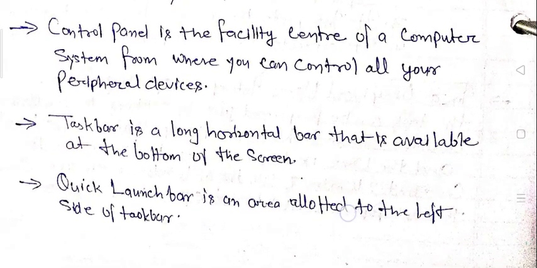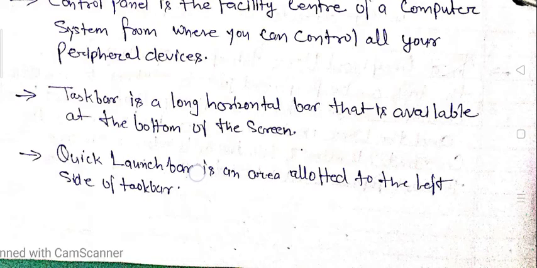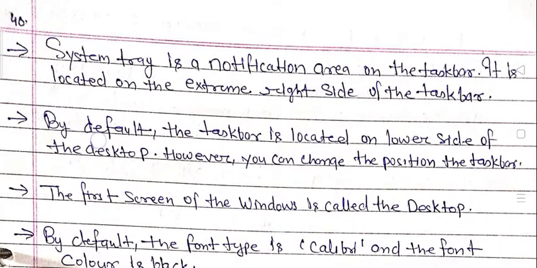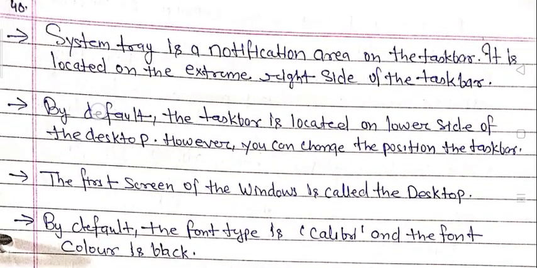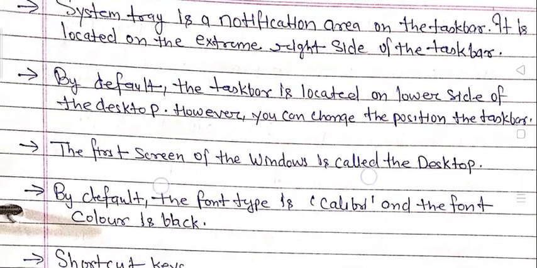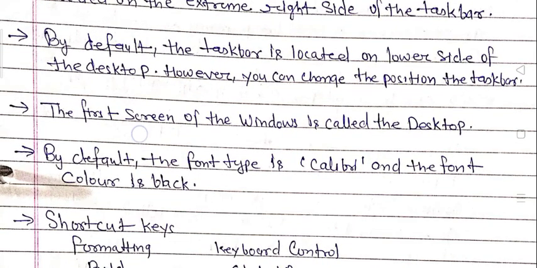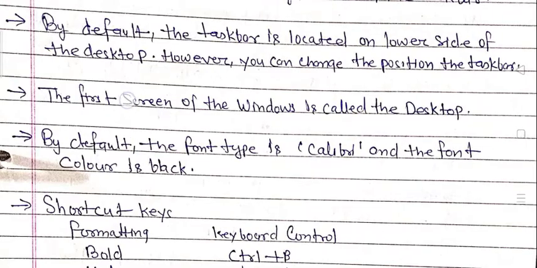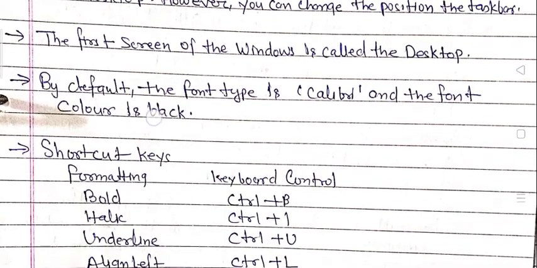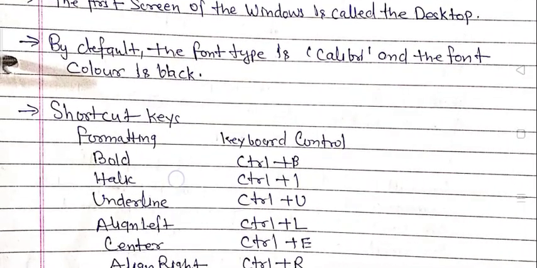Taskbar is a long horizontal bar that is available at the bottom of the screen. Quick launch bar is an area allotted to the left side of the taskbar. System tray is a notification area on the taskbar. It is located on the extreme right side of the taskbar. By default, the taskbar is located on the lower side of the desktop. However, you can change the position of the taskbar. The first screen of Windows is called the desktop. By default, the font type is Calibri and the font color is black.